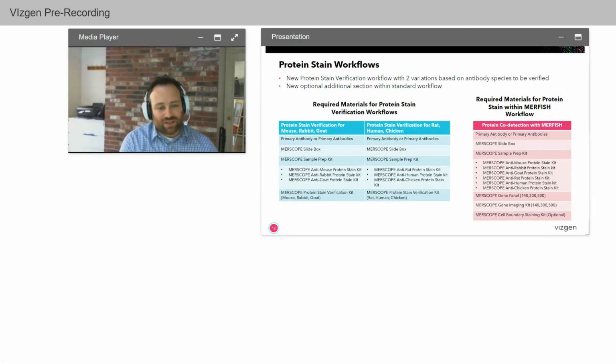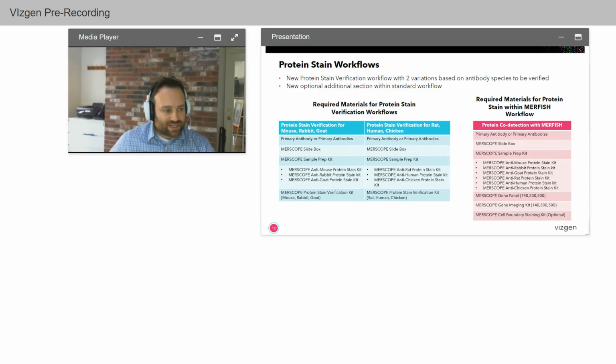And so in the blue table, we have the materials that are required for the protein verification workflow. So here the researcher would be responsible for providing the primary antibody or antibodies. You would need your MERSCOPE slide box, which contains those slides where you can mount the tissue that you're going to do the testing on. The MERSCOPE sample prep kit, which contains all of the buffers and reagents needed to process that sample to open up the analytes for detection, along with the secondary protein stain kits.